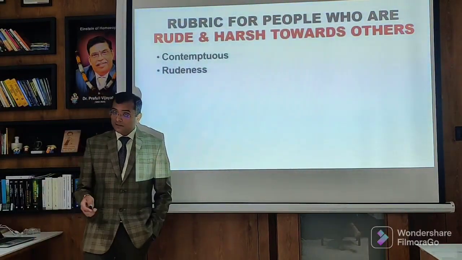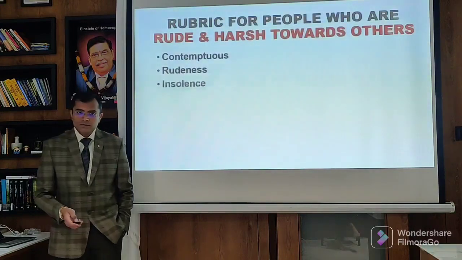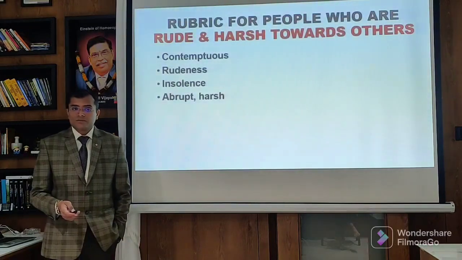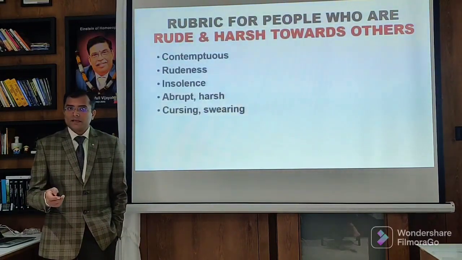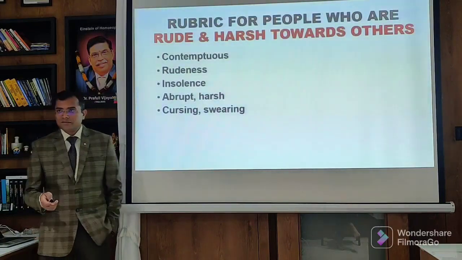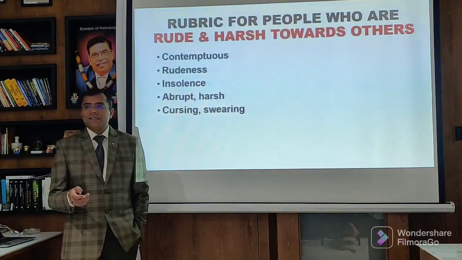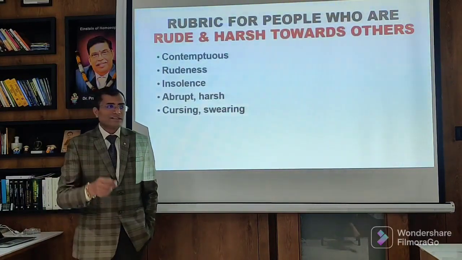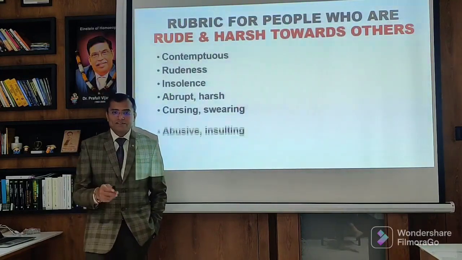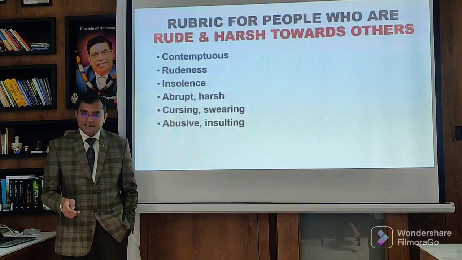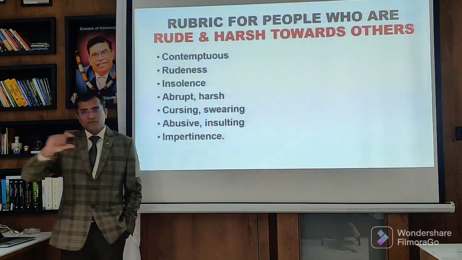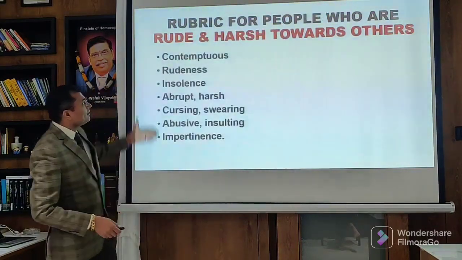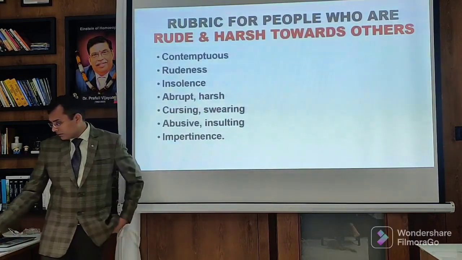Second, rudeness general. He is rude to others also. Insolence. The behavior is very insolent. Abrupt and harsh. Cursing and swearing. Hard to or harsh to others. मेरी सास ऐसी ऐसी गालियाँ देती है ना कि तेरा ये हो जाए, तेरा वो हो जाए, तू ऐसे जन्म में तेरे को हेल मिले, वैसे वैसे इतना कर्स करती है. That was harsh cursing. Abusive, insulting. Impertinence, insolence. These are the one single rubric. So these are few rubrics you have to understand in the persons who are very rude and harsh towards others.